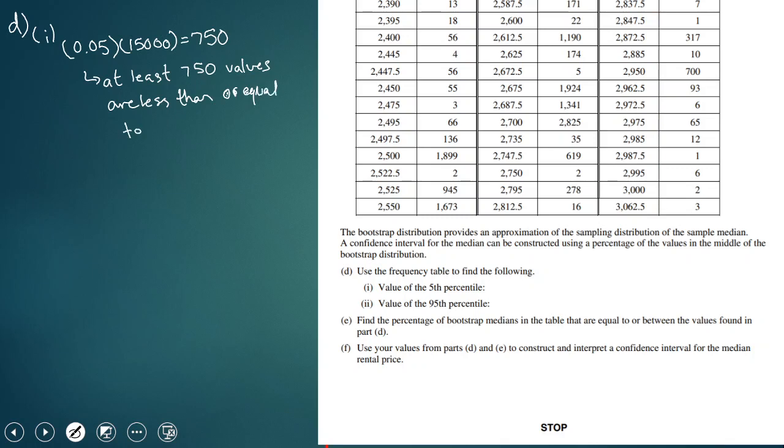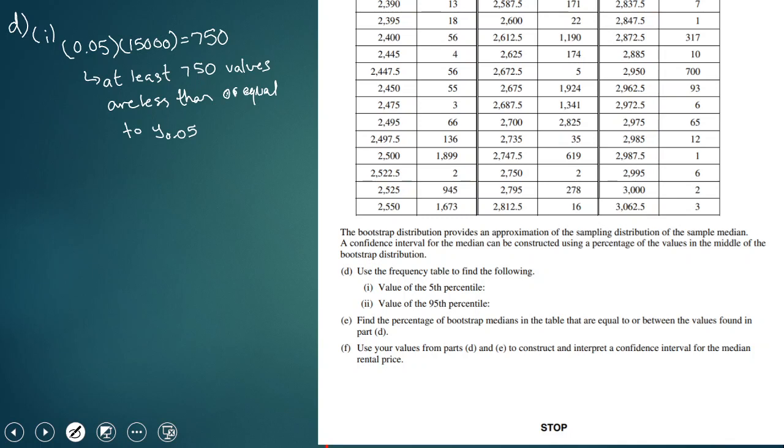what's a value? What would we want to call this value? I don't know. What's a Greek letter that we don't normally use, or do we want to use? I'll call it Y. So Y at 0.05 is going to be the value of the 5th percentile, and we know that at least 750 values are less than or equal to this Y. And so what we do is we just accumulate frequencies, starting with the smallest sample median and going towards the largest until you reach 750 values.